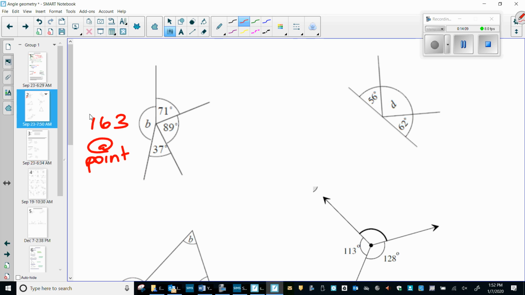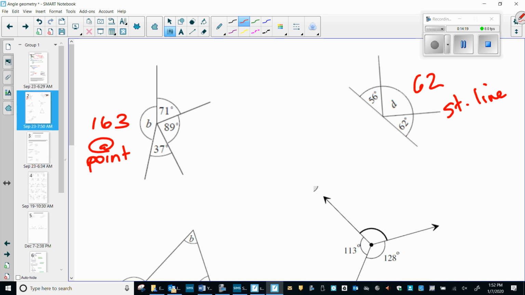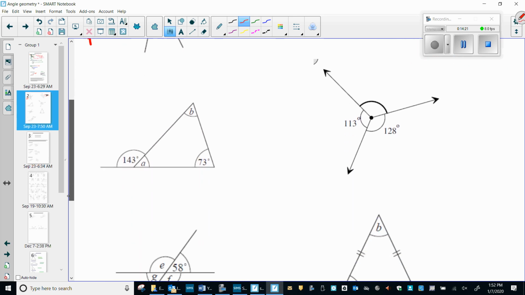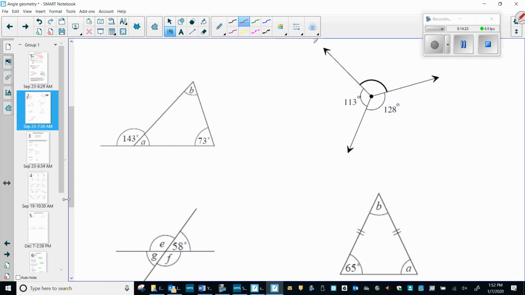What was D? D is 62. And what was the reason? Angles in a straight line. And this one? Angles on a straight line. Okay, so A is 37, and that was straight line, good.